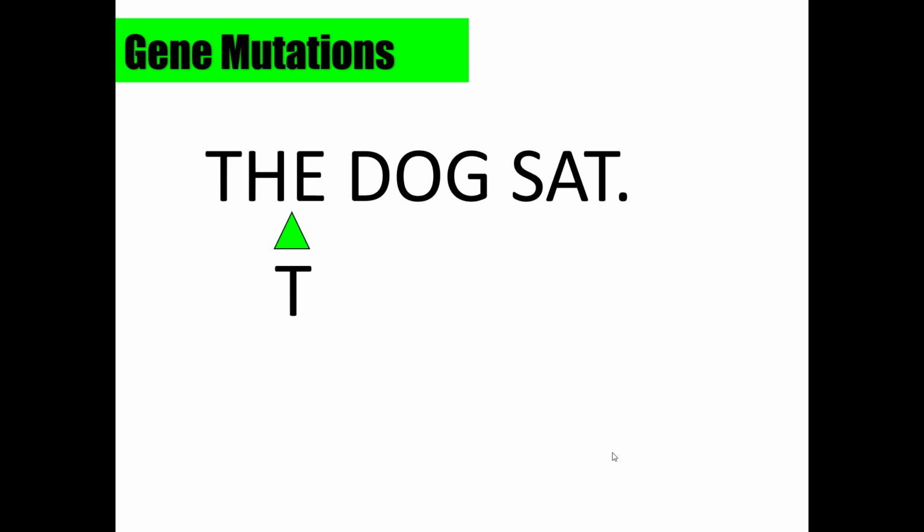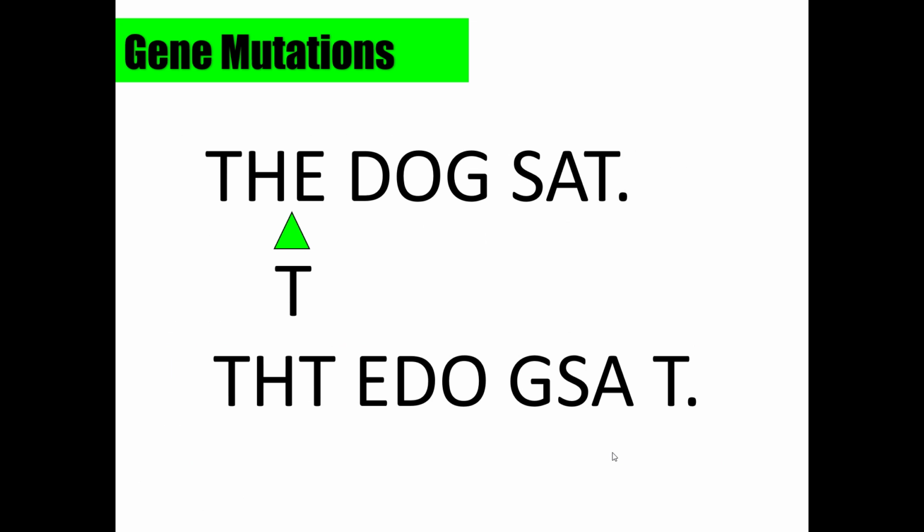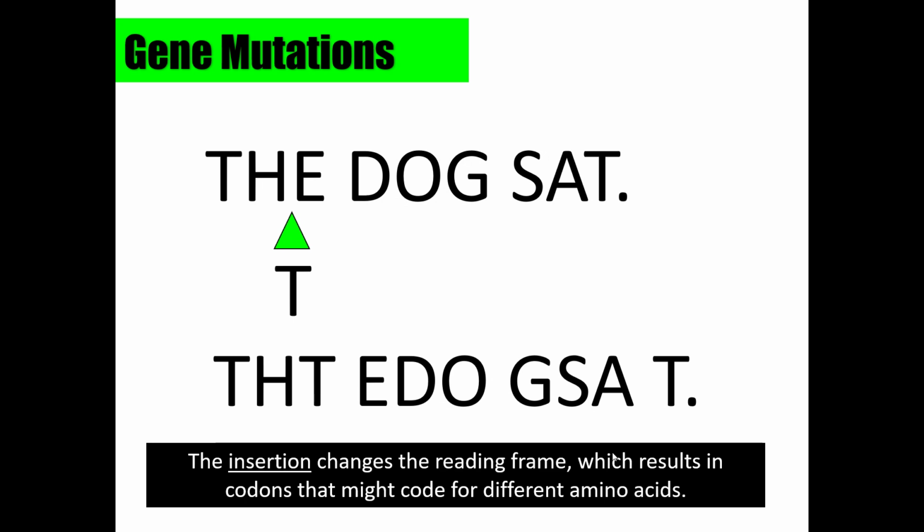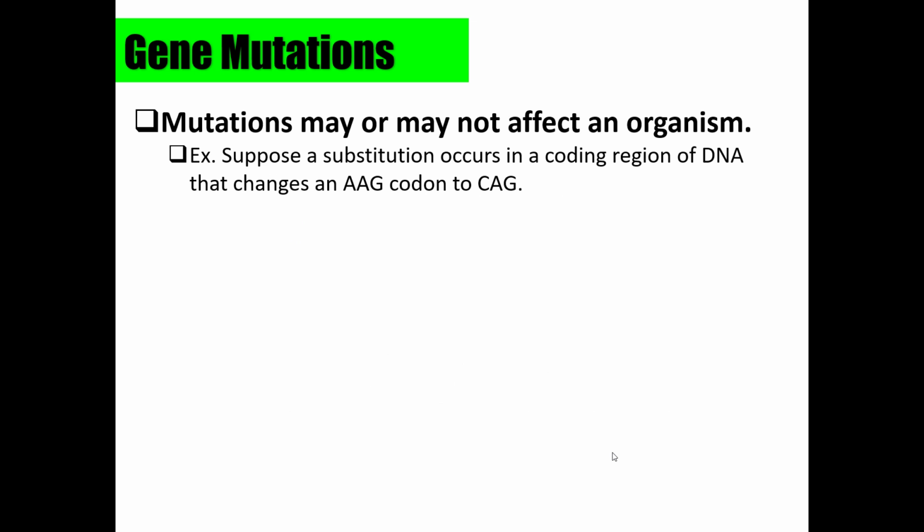All right, let's suppose we insert an extra letter. So we have our original sentence that's supposed to read the dog sat, but if we insert an extra letter and everything shifts over, again, you can see how difficult this would be to read the dog sat from this example. And so the insertion changes the reading frame, which again is going to result in codons that might code for different amino acids.